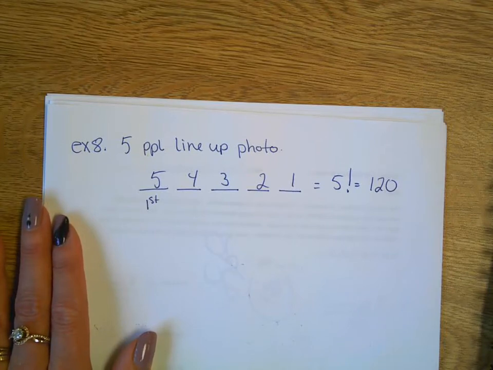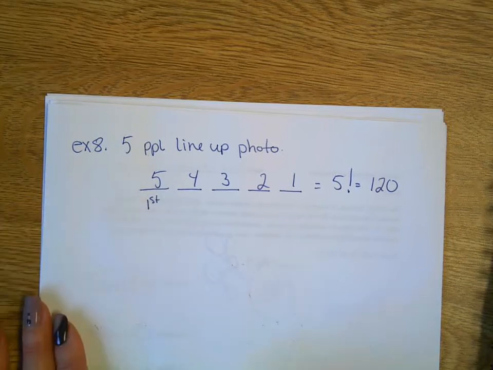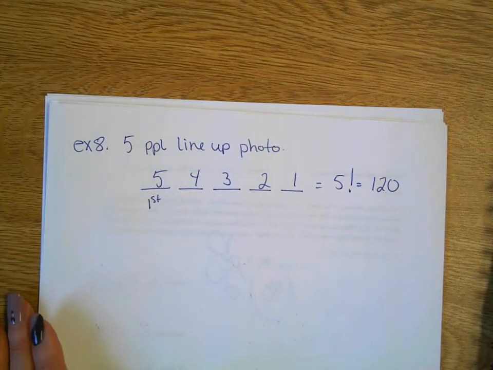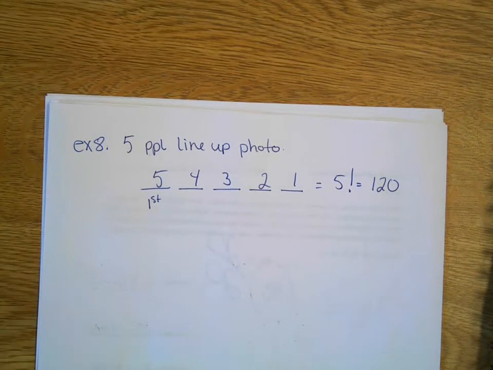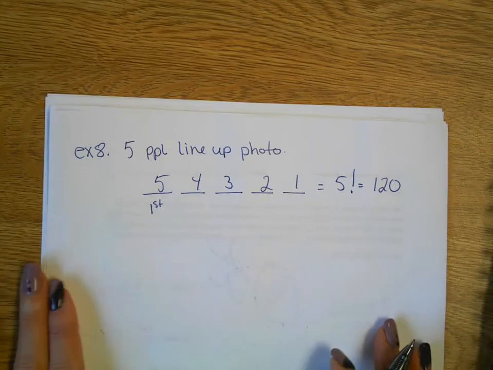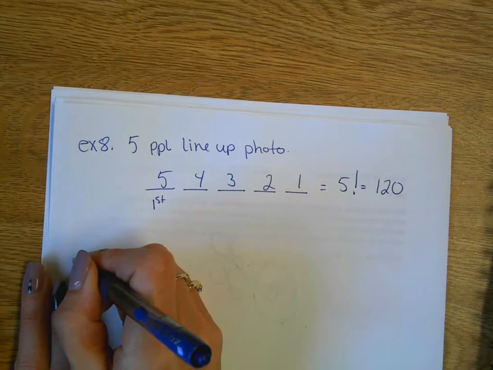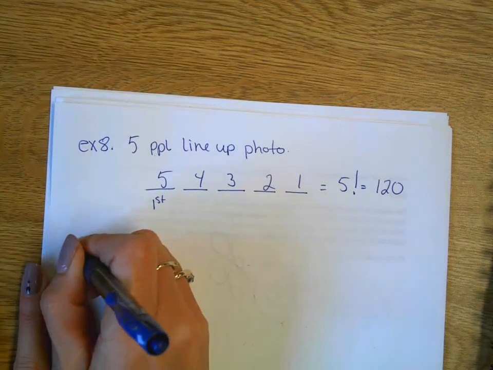You have 5 options, but only 3 spots. We need 5 nPr 3. Because the order makes a difference. If the order makes it a different picture, then it's an nPr, as opposed to the other one, nCr, the combination. We'll get there.